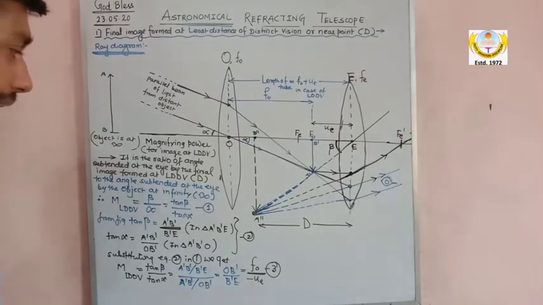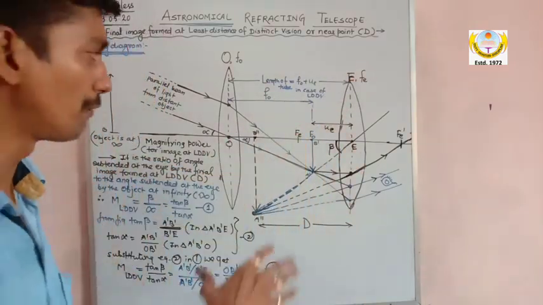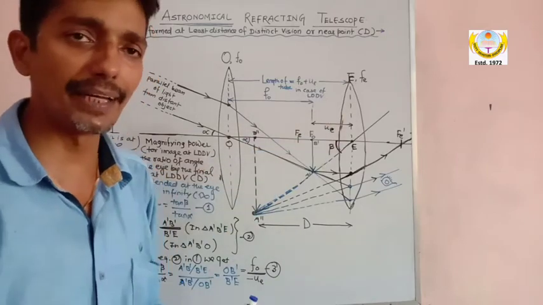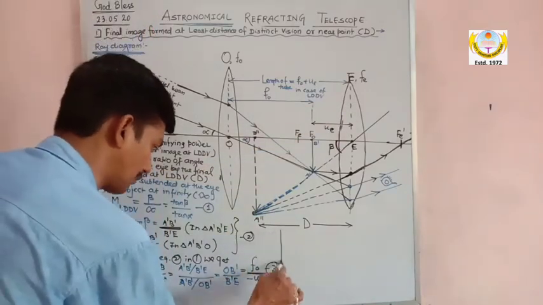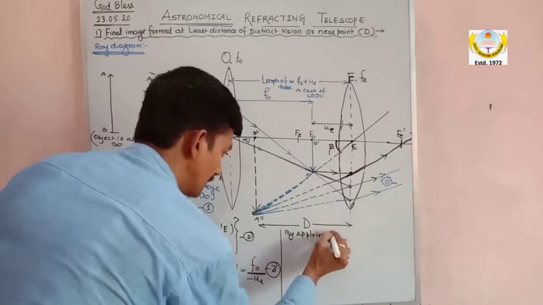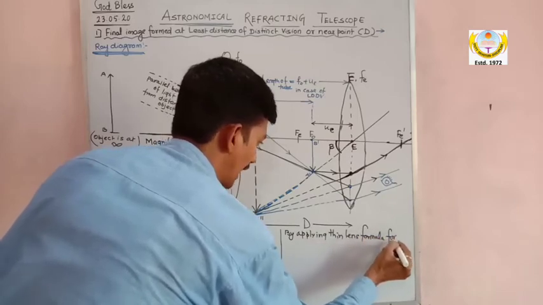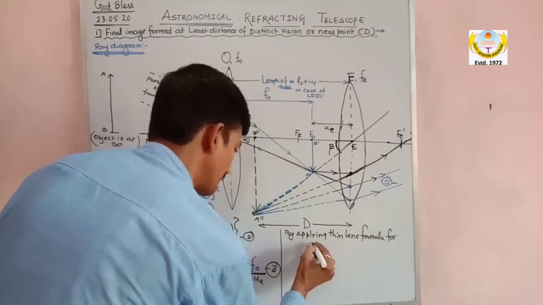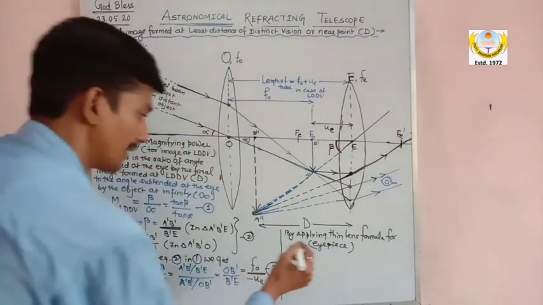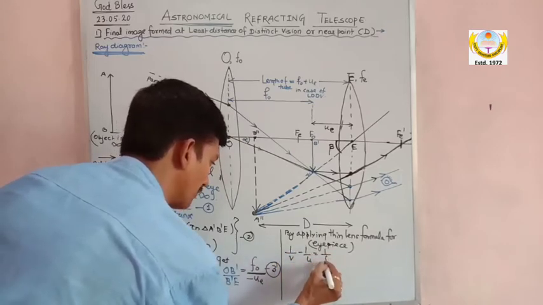Now I will go further, because you all know, my dear, the eyepiece is forming a final image. So let us apply the thin lens formula only to the eyepiece. When I apply this thin lens formula for eyepiece, you all know the thin lens formula: 1 upon V minus 1 upon U is equal to 1 upon F.